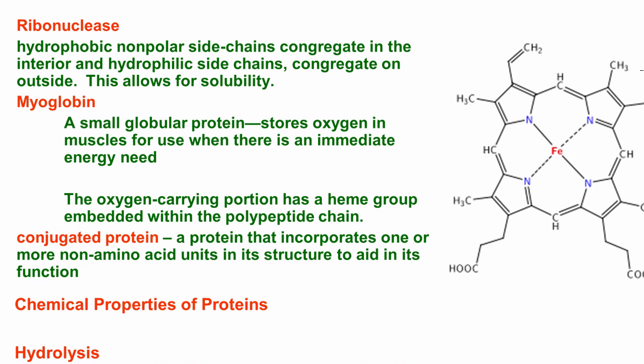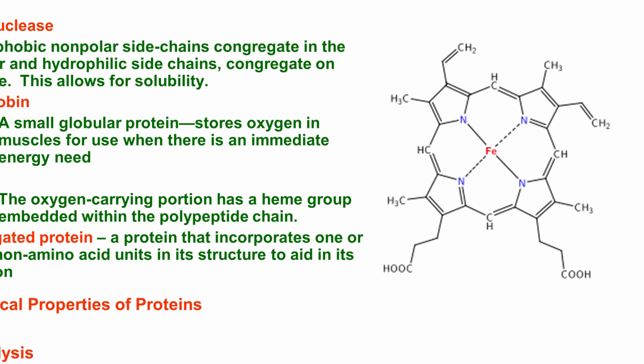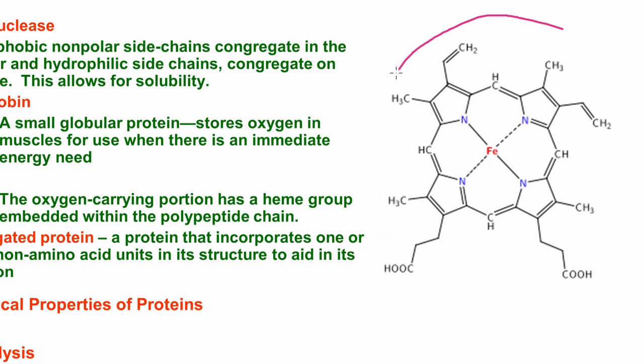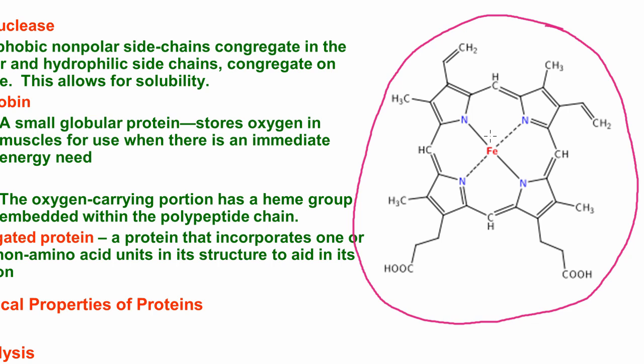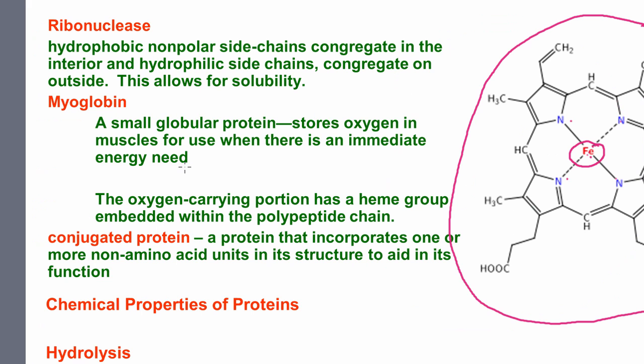We talked about hemoglobin having heme groups embedded in each of the 4 protein chains. And this is a heme molecule. And notice the iron here in the center. The iron is bonded to these 4 nitrogens. Myoglobin is a globular protein, and it also stores oxygen, but it stores it in muscles for use when there's an immediate energy need. It's the oxygen carrying portion that has the heme group, this one right here, and that's embedded again within the polypeptide chain.